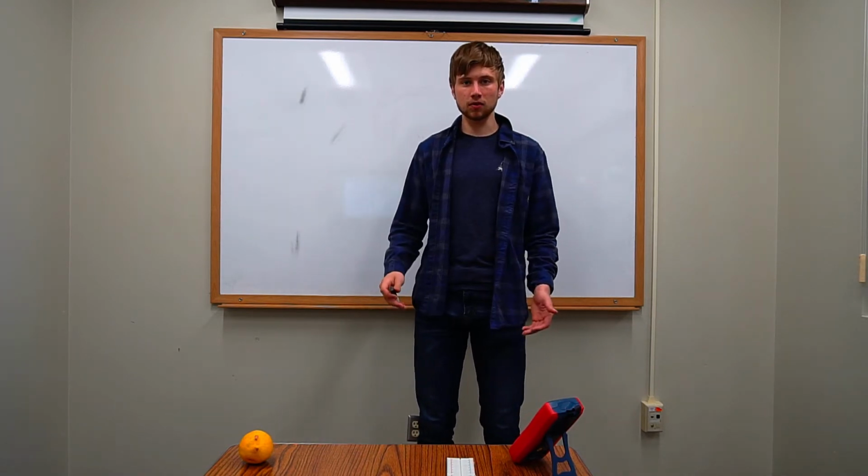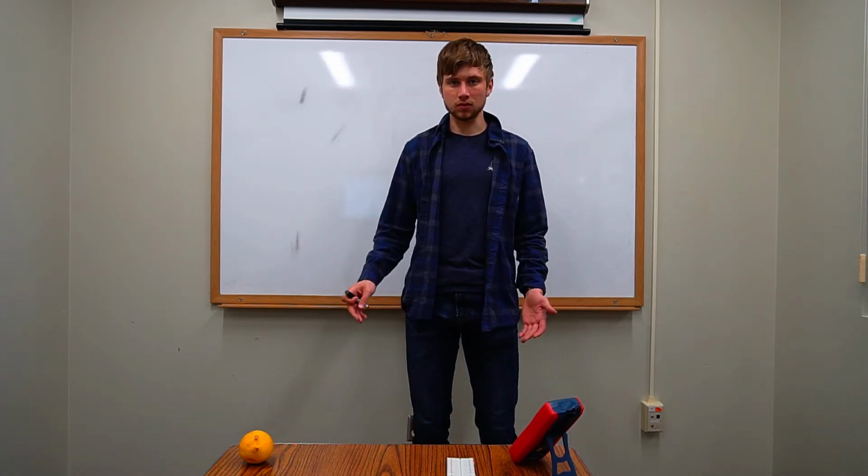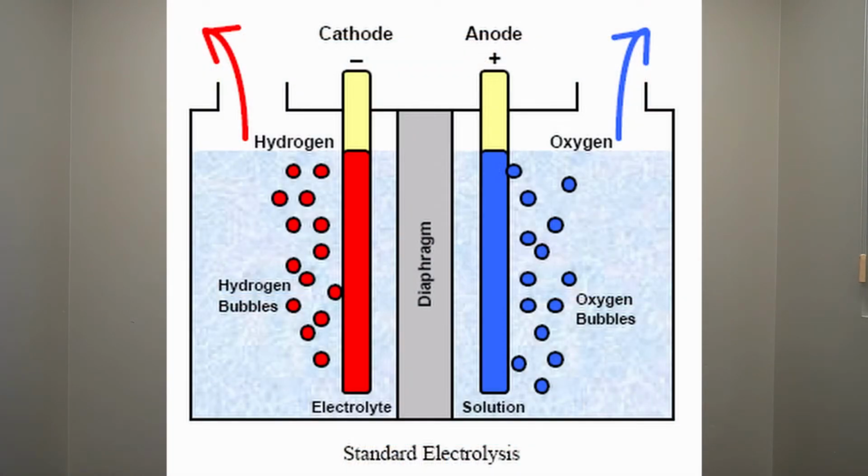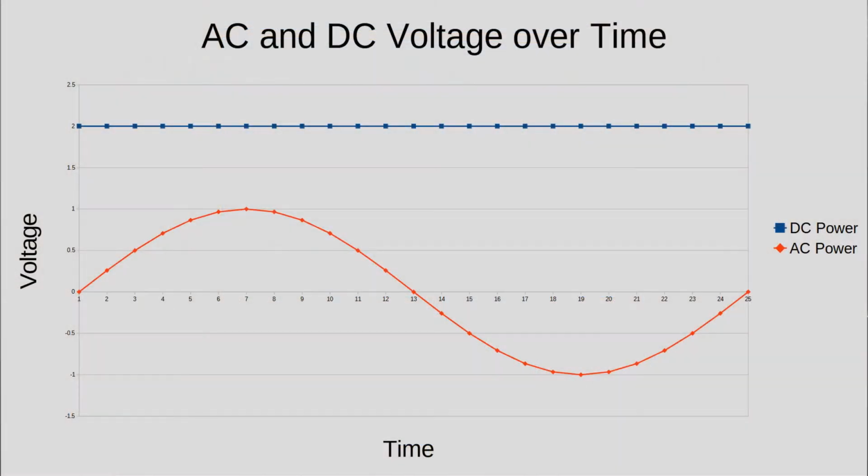Now, this battery was invented to make electrolysis work. Now, electrolysis is a separation of hydrogen and oxygen from water. This type of power is called DC power. DC power is a constant flow of electrons, unlike AC power, which is in waves.